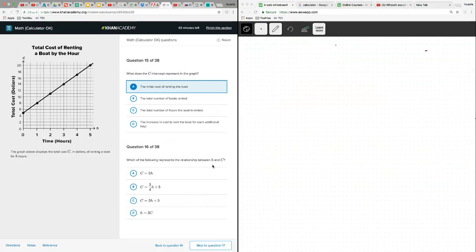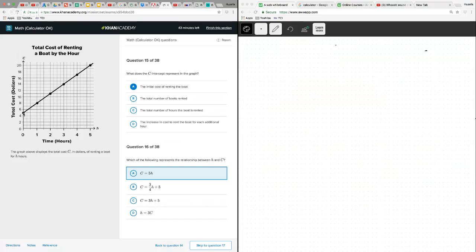Which of the following represents the relationship between H and C? Let's see how this works. It's got to have a y-intercept. A is not right, and D is not right. I wish we could cross those off. These are the right y-intercept. Now we just have to figure out what's the right slope.